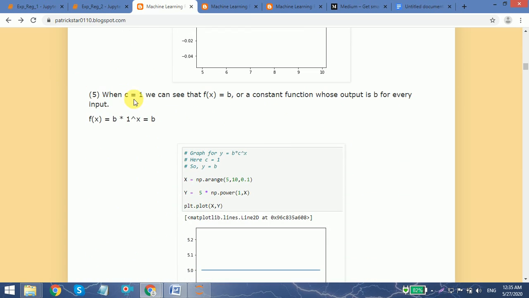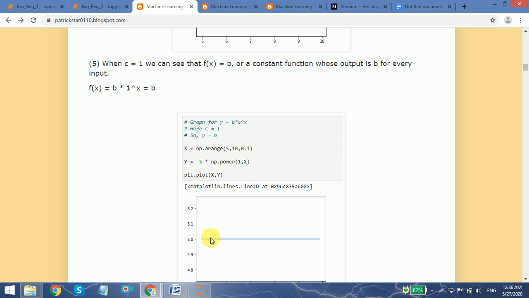Now when c equals 1, we can see that f of x equals b. Here I have taken c equals 1. Our main function is b into c raised to x. So if we take b into 1 raised to x, then 1 raised to x will be equal to 1, so it will leave us only b. As you already know, the value of b is the y-intercept. So whenever c equals 1, our graph will always give us the constant value that is equal to the value of b. You can see here I have taken the value of b equals 5, so the output will always be equal to 5.